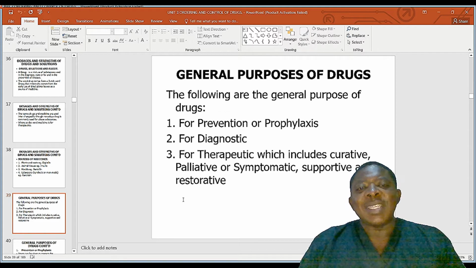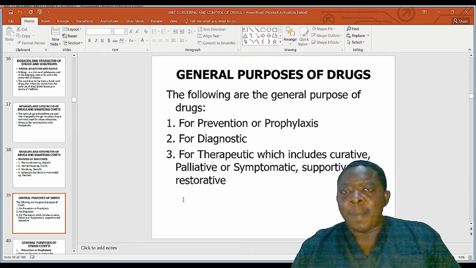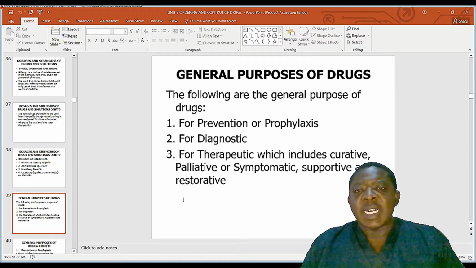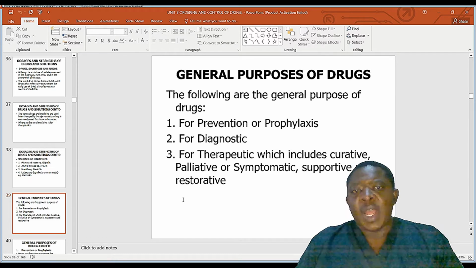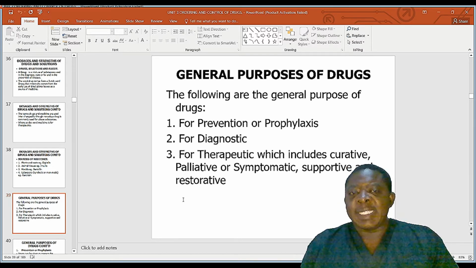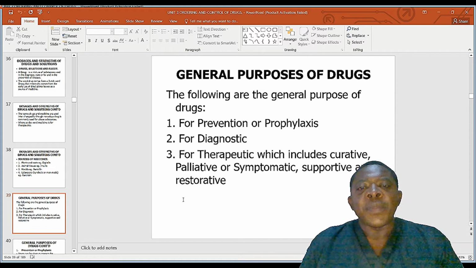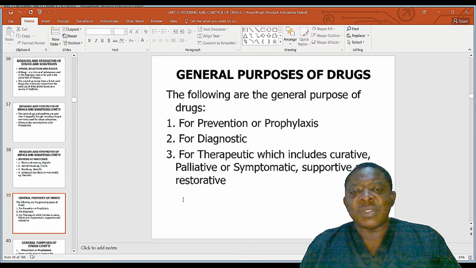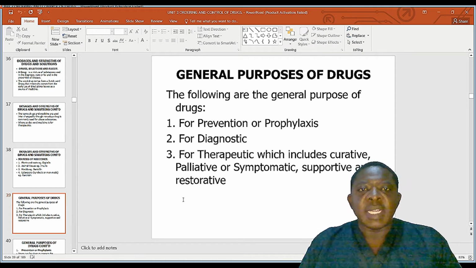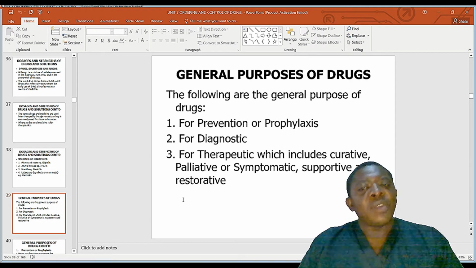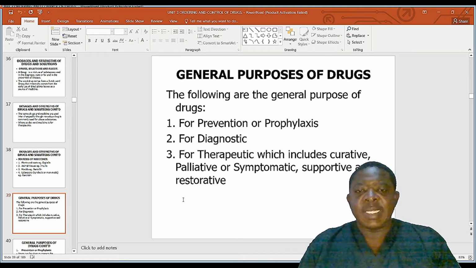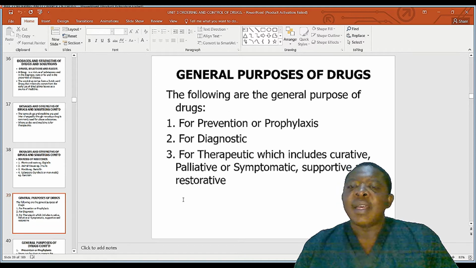When you're looking at a drug and talk about the general purpose, we're saying the main use of the drug, the fundamental use of the drug, is for prevention. In prevention, you take a prophylaxis. For diagnostic, there are some dyes that are used in order to diagnose certain problems. And then the common purpose mostly is therapeutic. In therapeutic, it includes curative, palliative, and supportive.